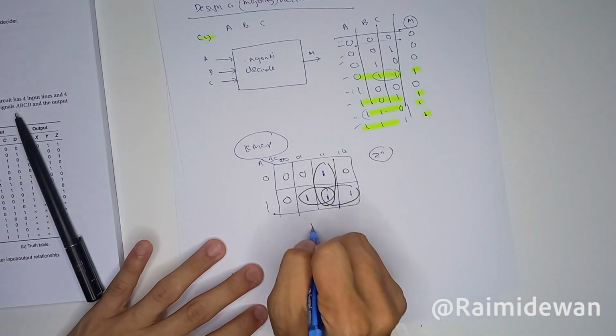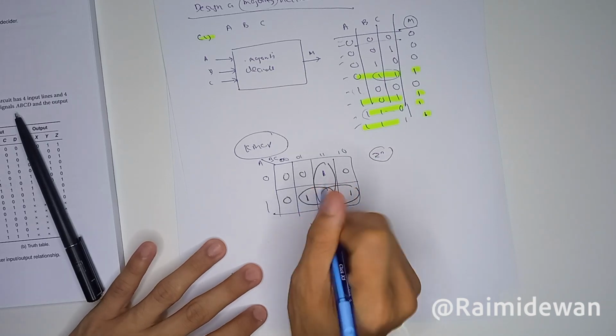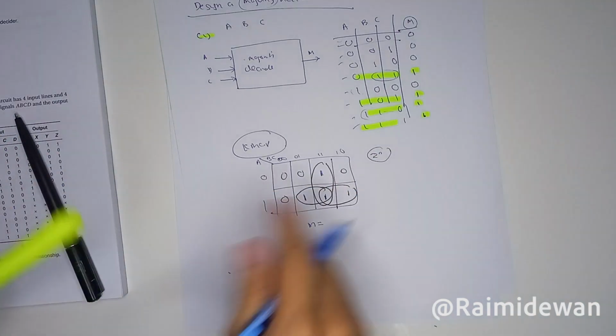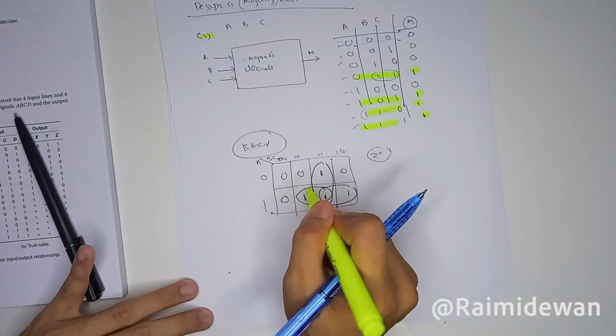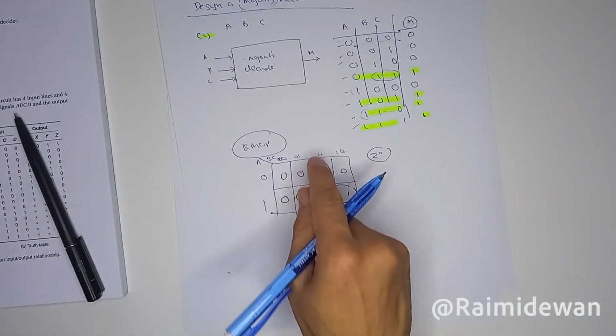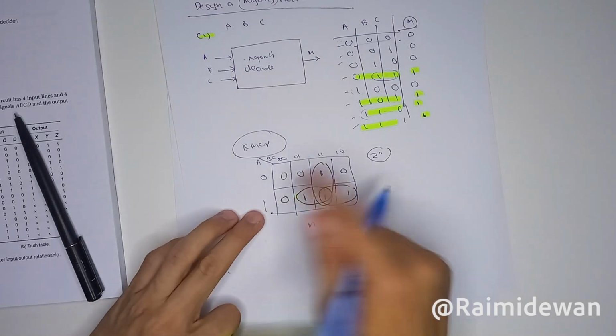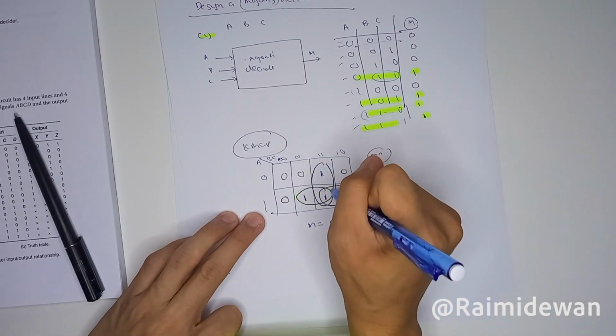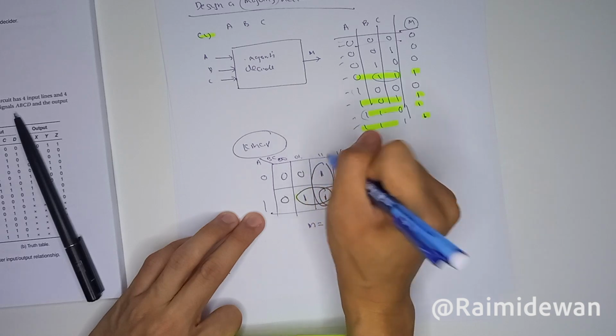So from the K-map you can derive, for the first one, for this one, what is the common? The common is A. And what is the common for this one? It is C.